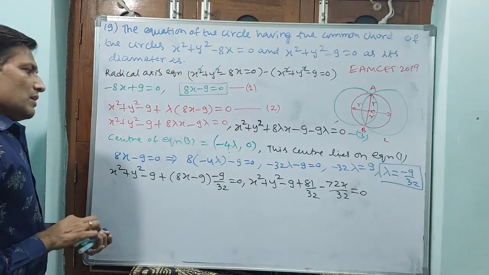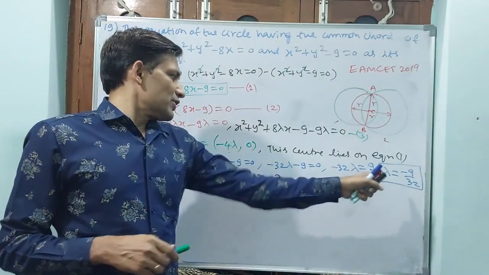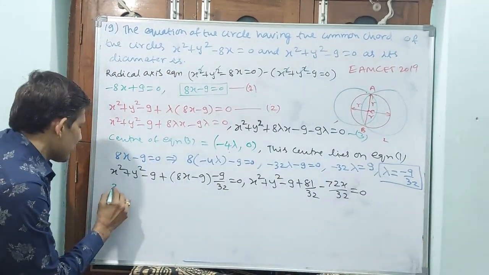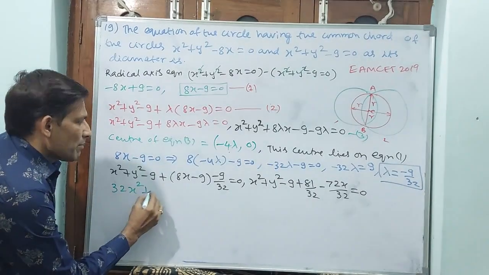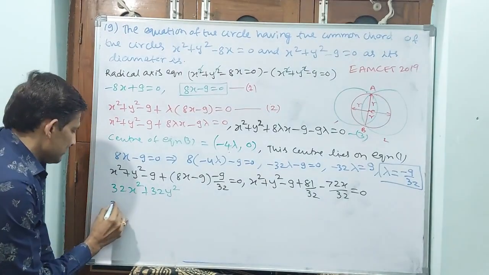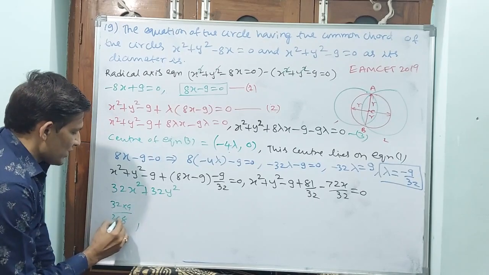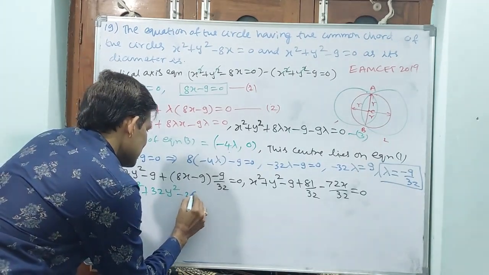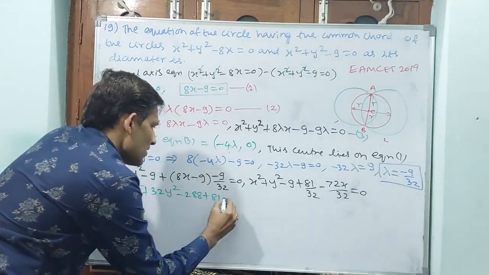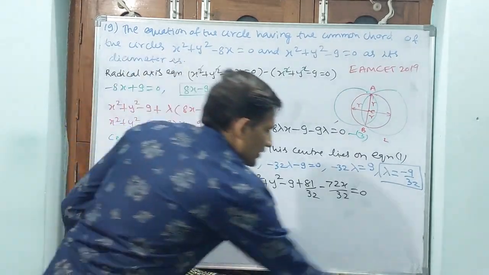Now, simply you multiply with 32, then these are going to get cancelled. Okay, see what I am doing. 32x square plus 32y square. 32 into 9, 9 2s are 18, 9 3s are 27, plus 1 is 28, so 288. Minus 288 plus 81, while the 32 is going to get cancelled. Minus 72x is equal to 0. Okay, we have multiplied with 32.